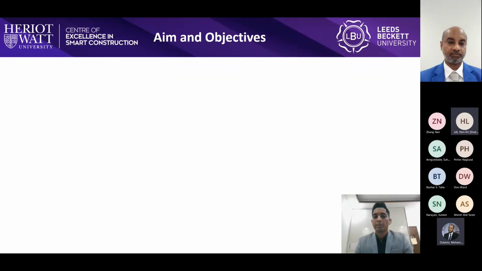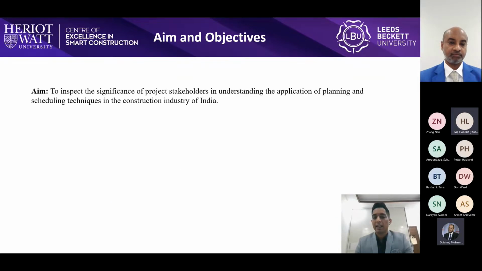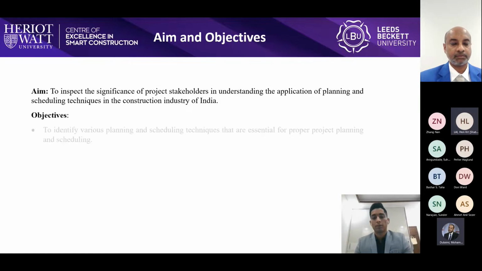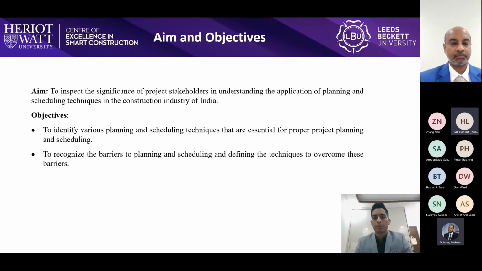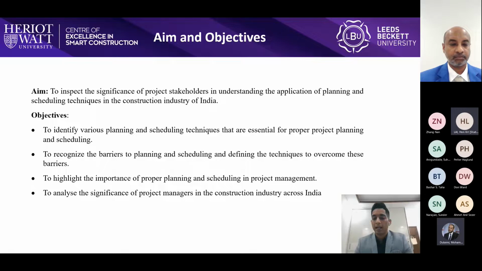Now let's highlight the aims and objectives of this research. The aim is to inspect the significance of project stakeholders in understanding the application of planning and scheduling techniques in the construction industry of India. This aim is achieved through multiple objectives as follows: to identify various planning and scheduling techniques that are essential for proper project planning and scheduling, to recognize the barriers to project planning and scheduling, to highlight the importance for successful project by highlighting planning and scheduling importance, and to analyze the significance of project managers in the construction industry across India.